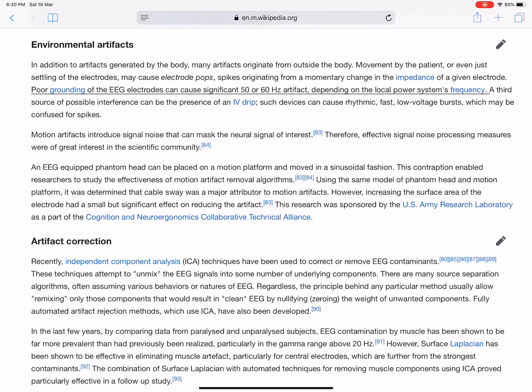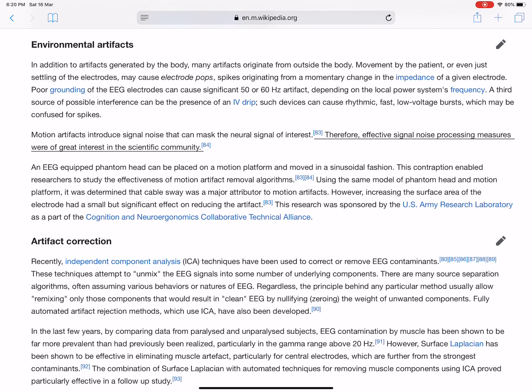A third source of possible interference can be the presence of an IV drip. Such devices can cause rhythmic, fast, low-voltage bursts, which may be confused for spikes. Motion artifacts introduce signal noise that can mask the neural signal of interest. Therefore, effective signal noise processing measures were of great interest in the scientific community.